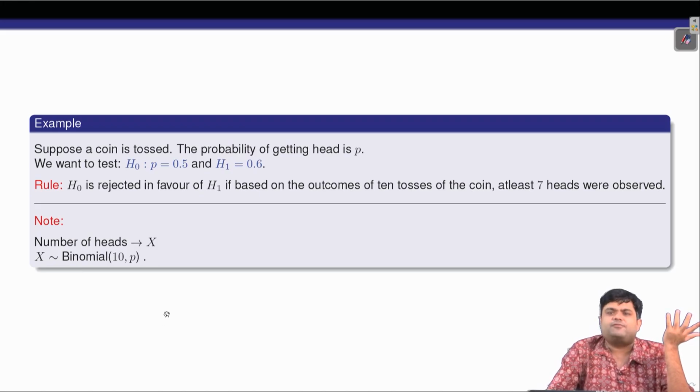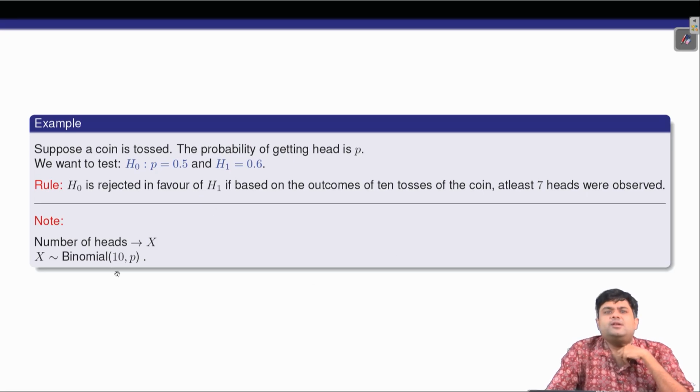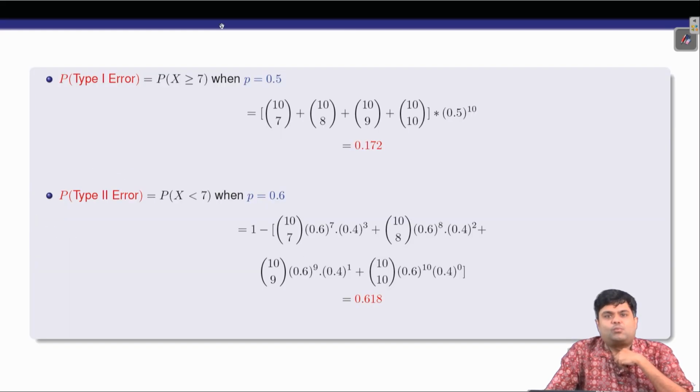But if they are moderate, then maybe your test is decent. Say this is your rule: reject H0 in favor of H1 if, out of 10 tosses, 7 heads are observed. This is a binomial situation, binomial(10, p). Under the null hypothesis, the probability of X being greater than or equal to 7 is 0.172, that is, the probability of type 1 error is 0.172. Similarly, the probability of type 2 error, that is, the probability of getting less than 7 when p is actually 0.6, is 0.618.